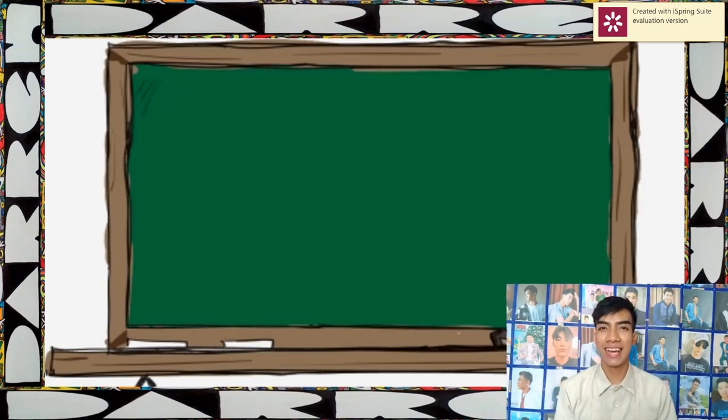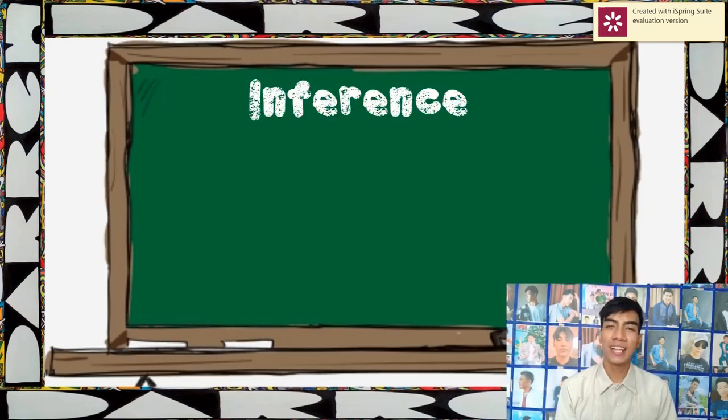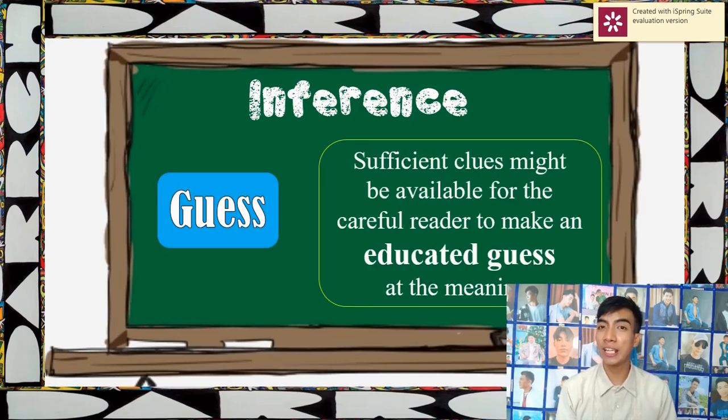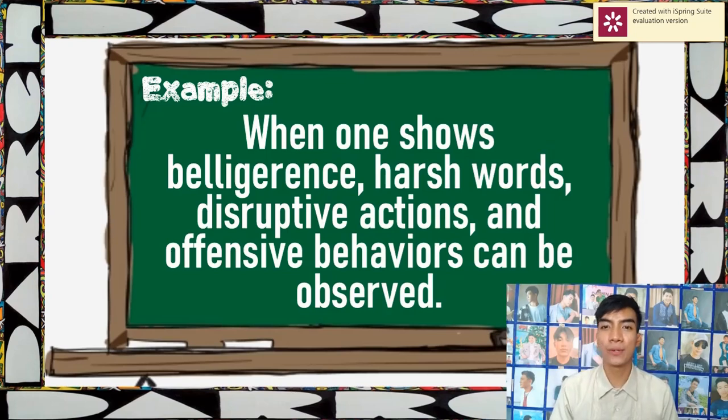Now, we are on the last context clue type, which is by the use of inference. To understand the meaning of an unknown word, one has to make a guess based on the description given in the sentence. Sufficient clues might be available for the careful reader to make an educated guess at the meaning. In the world of science, educated guess is hypothesis. Let's have this one as an example. When one shows belligerence, harsh words, disruptive actions, and offensive behaviors can be observed.